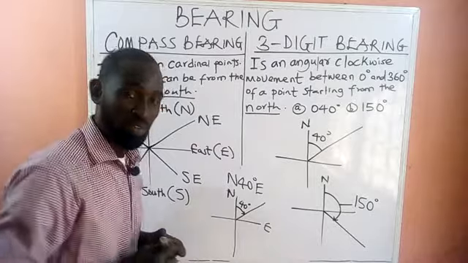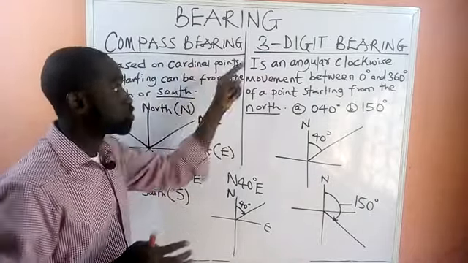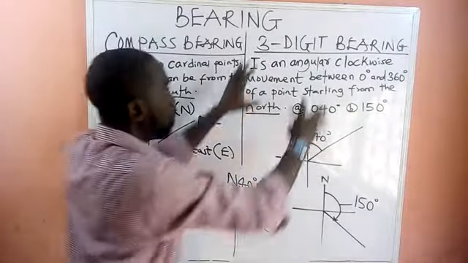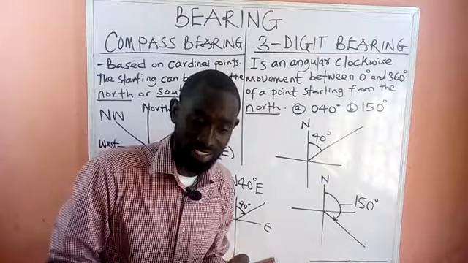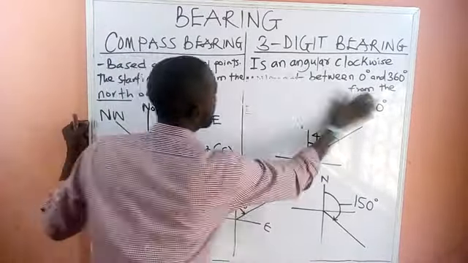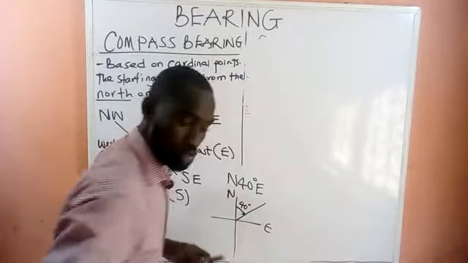Like I said previously, we can do conversion from one form of bearing to another form of bearing. Meaning, I can move from compass bearing to 3-digit bearing, or I move from 3-digit bearing to compass bearing. So let's take some examples. Here we have to convert 330 degrees to a compass bearing. We are converting 330 and we are converting 120. So let's do that, class. Convert 330 degrees and 120 to compass bearing.